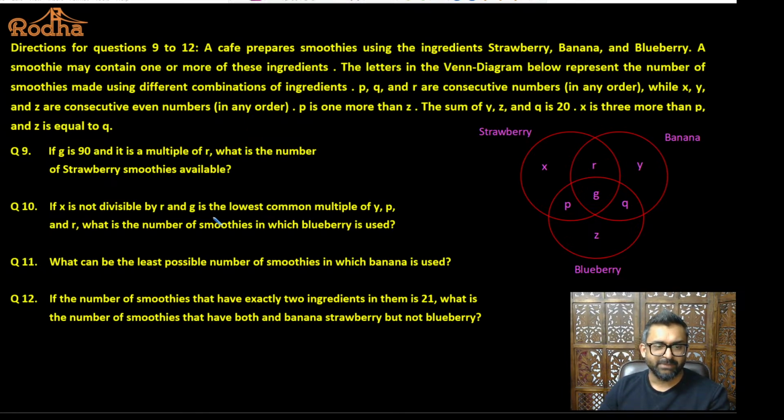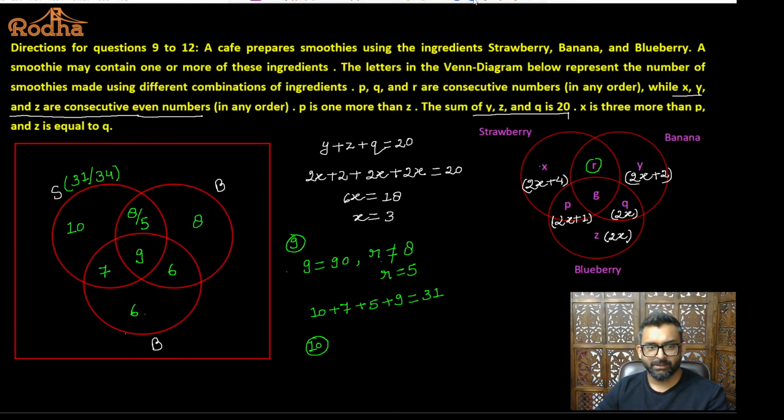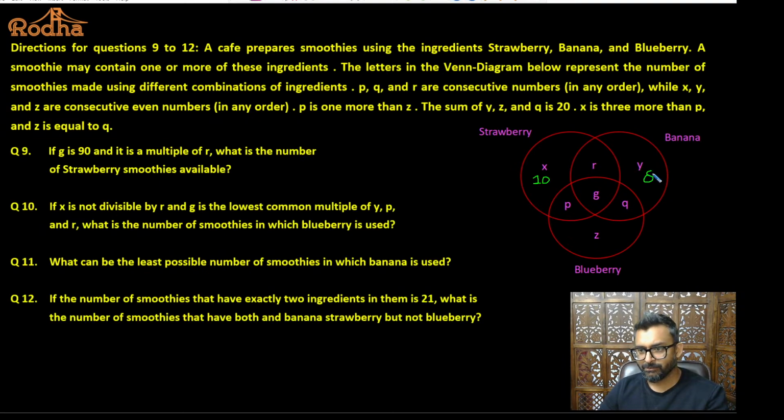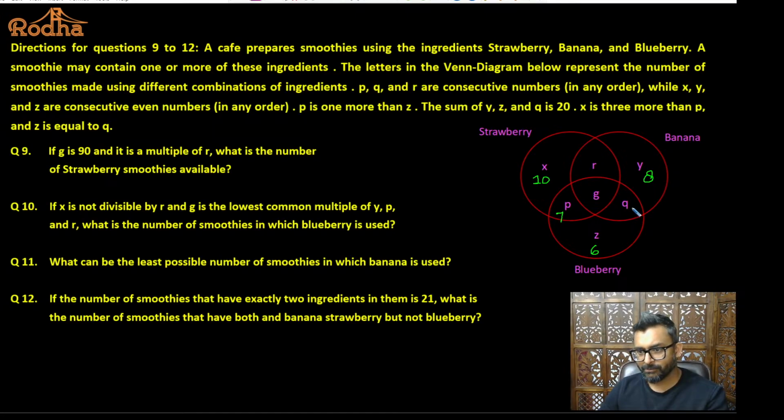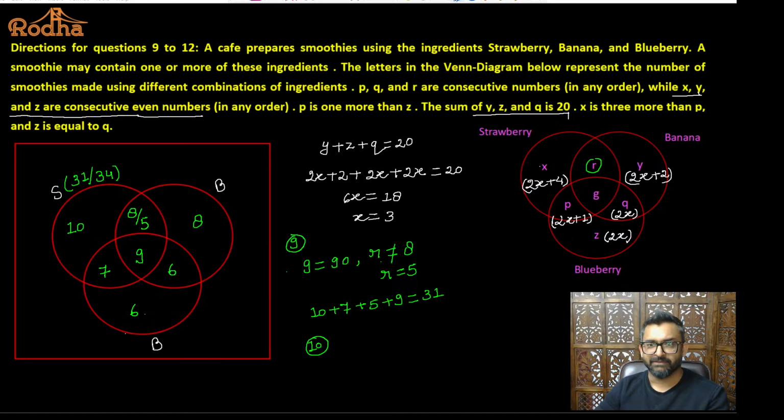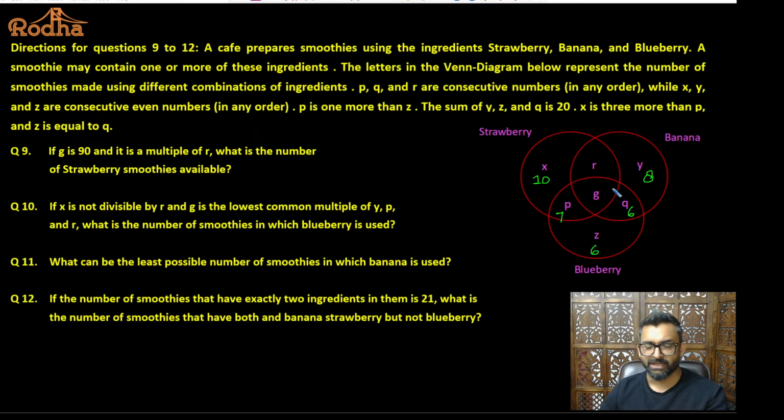If x is not divisible by r and G is the lowest common multiple of y, p and r, if x is not divisible by r, I'll just write the values here. Okay, x is 10. This is 8, 6. Okay, and this is 7, 6, and this is G in fact, not 9. G will remain G, and these are the values I don't know. Fine. So this can be either 5 or it can be 8. We'll answer the question accordingly.